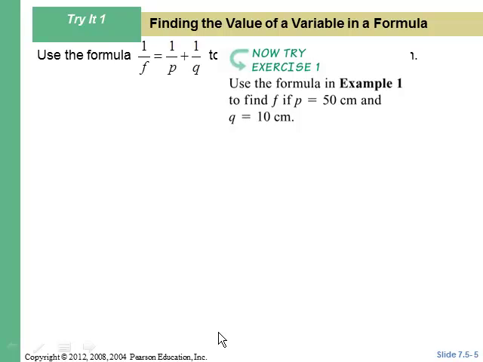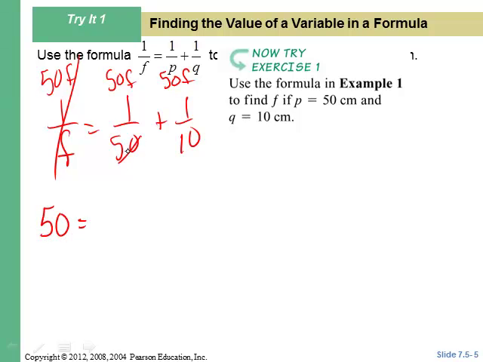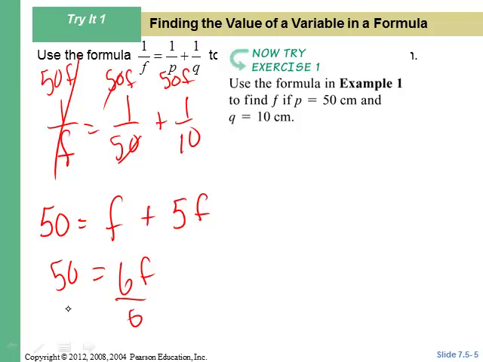Try this one. So 1 over f equals 1 over 50 plus 1 over 10. Multiply everything by 50f. We get, the f's cancel, 50 equals f plus 5f, or 6f is 50. Divide both sides by 6. f is 25 thirds.